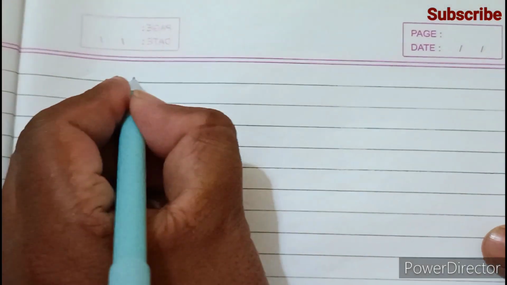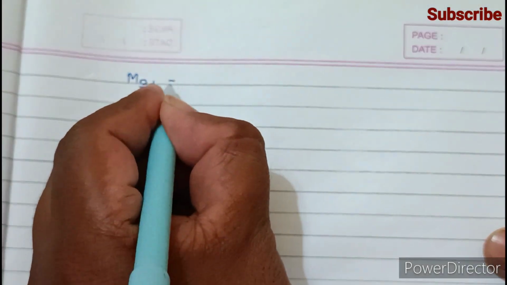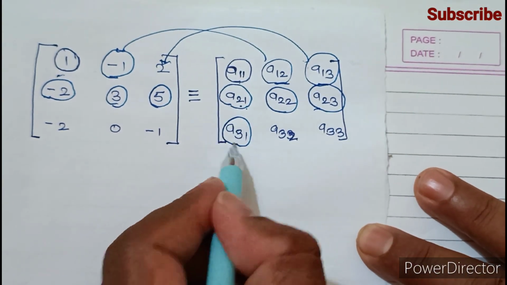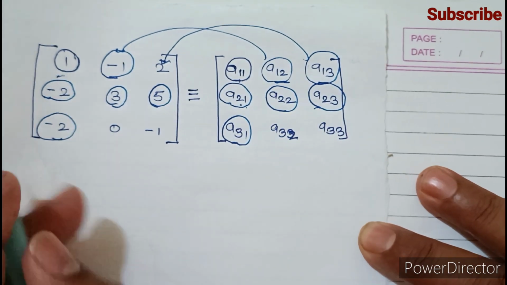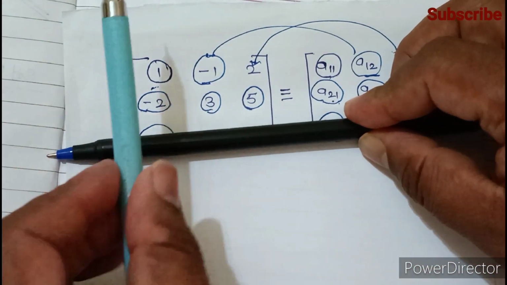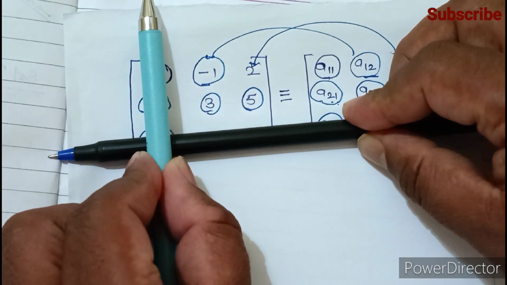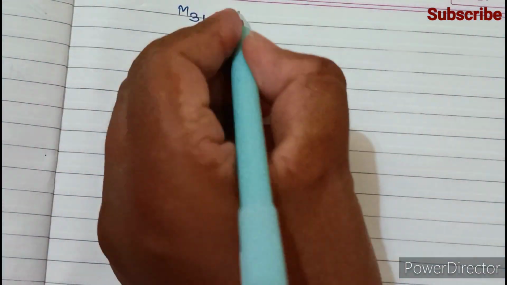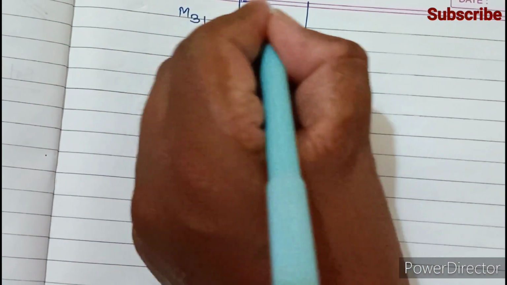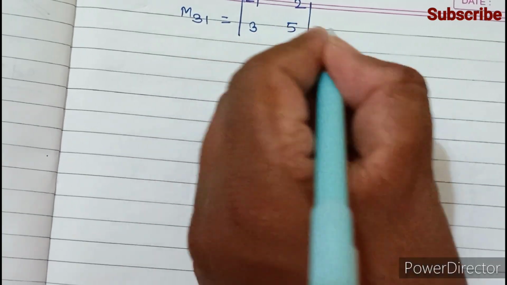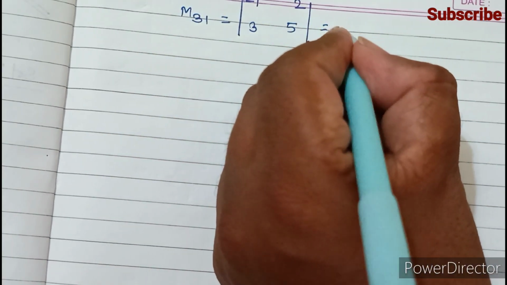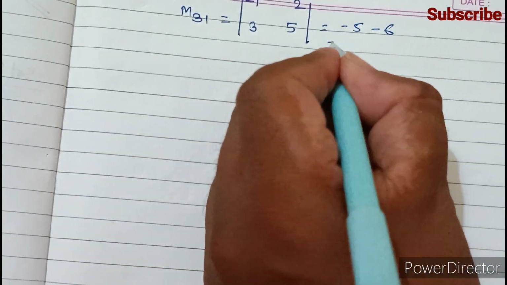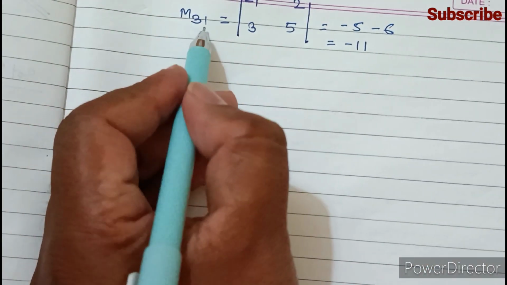Next find the minor M31, equal to the minor of A31, that is this position. The third row and first column will be dropped, and the remaining elements will be minus 1, 2, 3, 5. Therefore write down minus 1, 2, 3, 5. Find the determinant: 1 into 5, that is minus 5, minus 3 into 2, that is minus 6, that will be minus 11. So M31 equals minus 11.